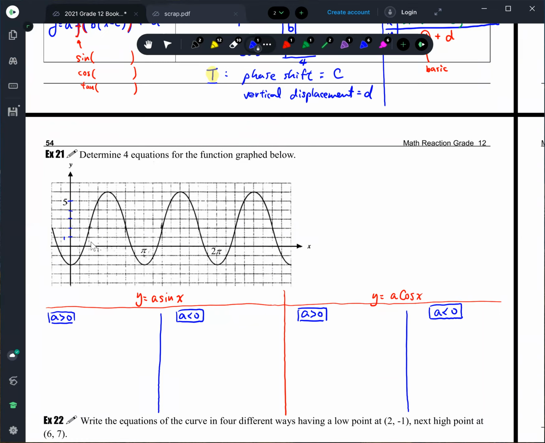Now for the x-axis is different, right? You have a pi there, you have a 2 pi there. So you need to know how many boxes to go to pi. Okay, can you guys please count how many boxes from 0 to pi, between each pi?